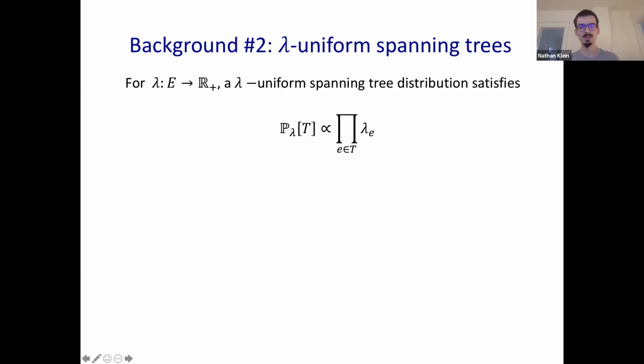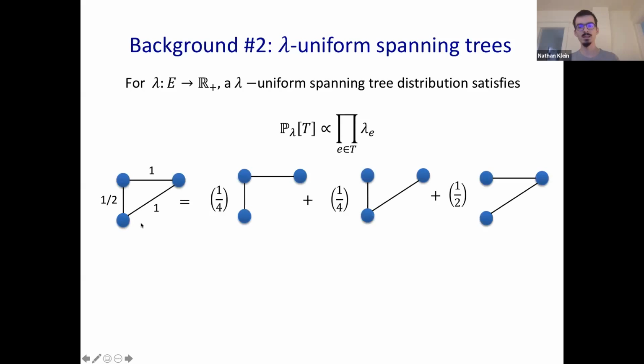Okay, here's the second piece of background. A spanning tree distribution is lambda uniform if every edge has weight lambda_e, and the probability of a spanning tree is proportional to the product of the lambda_e's in its edge set. So for example, the graph on the left with lambdas 1/2, 1, and 1 would yield the following distribution over spanning trees.